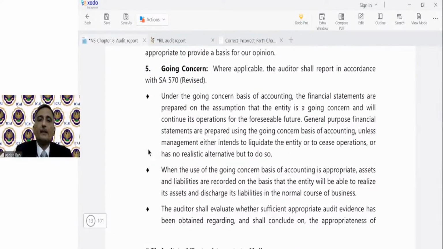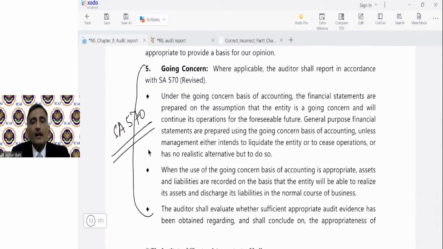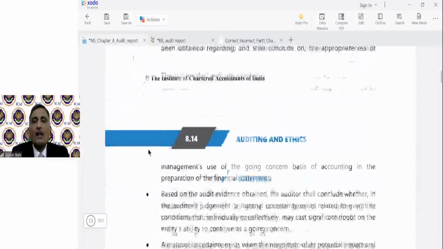So fifth point, going concern. This point is the same, students, as what we have read in SA 570. If there is material uncertainty regarding events or conditions that may cast significant doubt on the ability of the entity to continue as a going concern, and the same has been disclosed in the financial statements, then the auditor has to include a separate paragraph in his auditor's report on material uncertainties, of the kind we have read in our previous chapter on completion and review under SA 570. So I am not repeating it again.